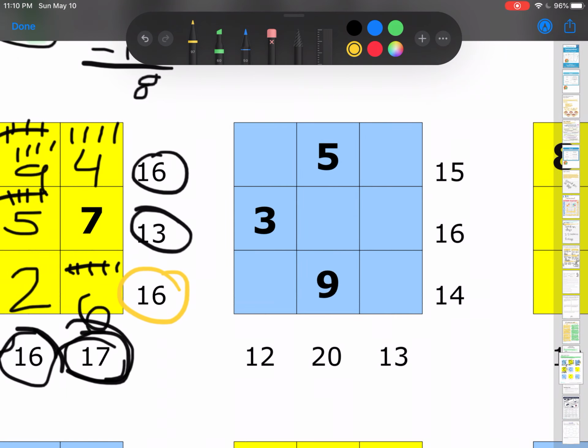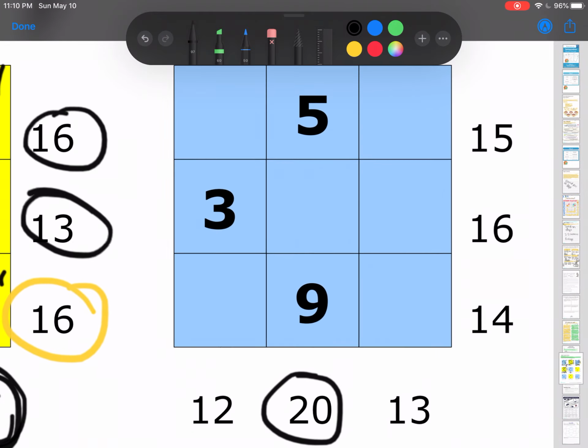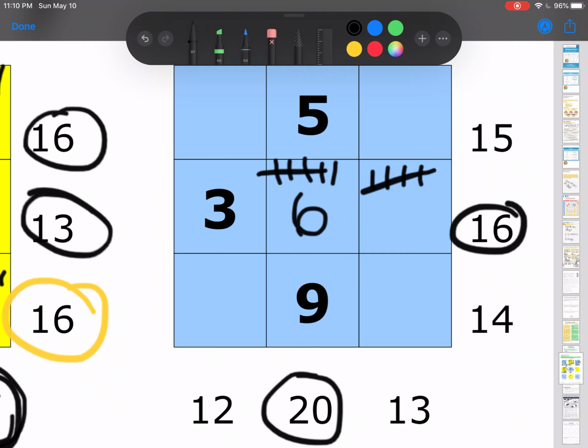Alright, again, here is a harder one. Let's start with 9 and 5, that's 14, and I need to get to 20. So 14, 15, 16, 17, 18, 19, 20. That's a 6 here. 3 plus 6 is 9. I need to get to 16, so 9, 10, 11, 12, 13, 14, 15, 16. That's 7.